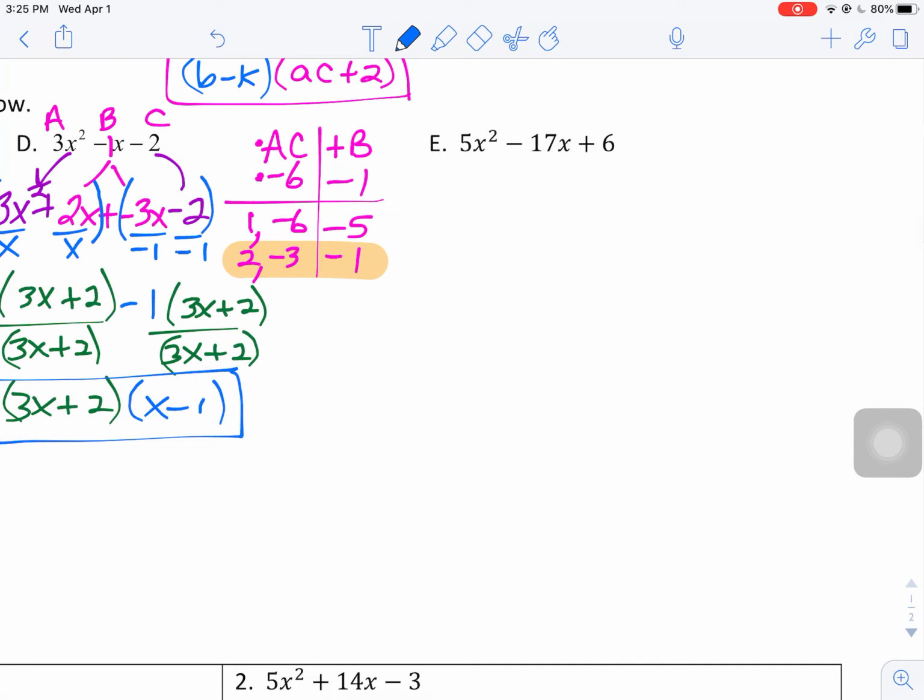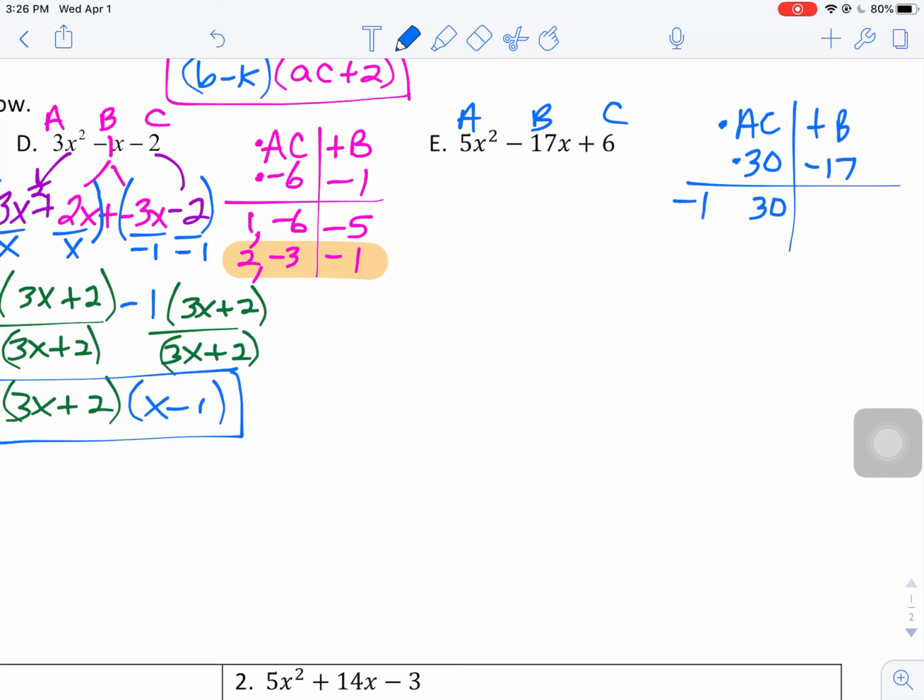So on E, is there a GCF other than 1? No. It has 3 terms, and the first term has an A value that is not 1. So this is a perfect candidate for this new advanced factoring that we've been doing today. So we want to find 2 numbers that multiply to whatever A times C is. So A is 5, C is 6. 5 times 6 is 30. And then we also want to have those 2 numbers add up to the B value. So the B value is negative 17.